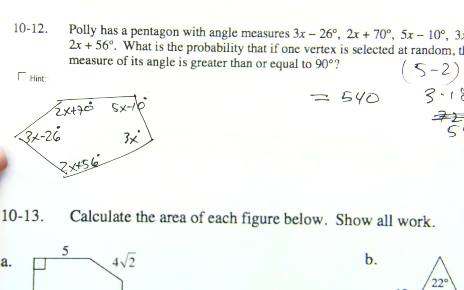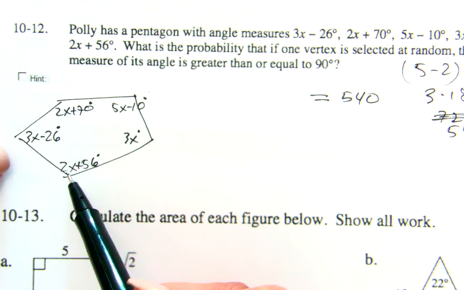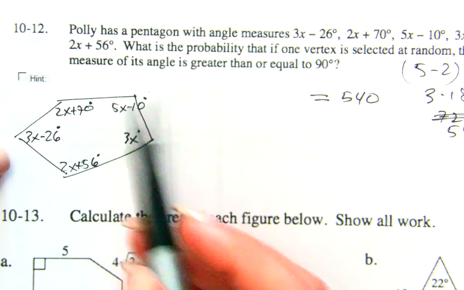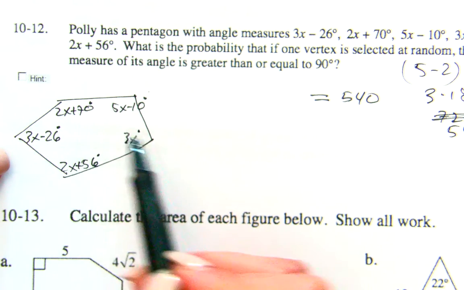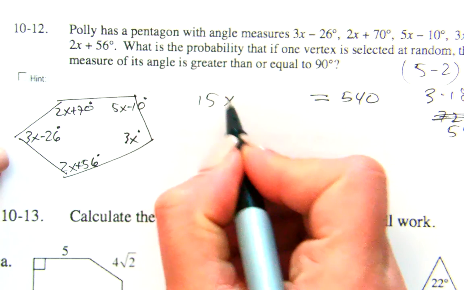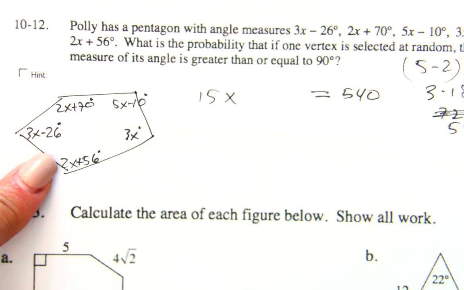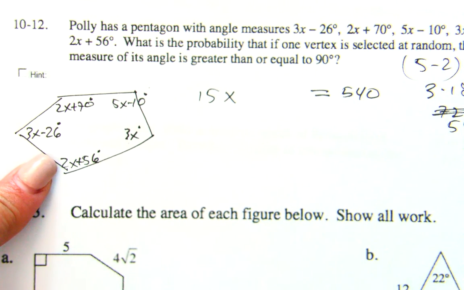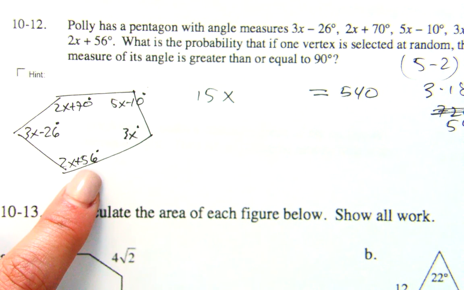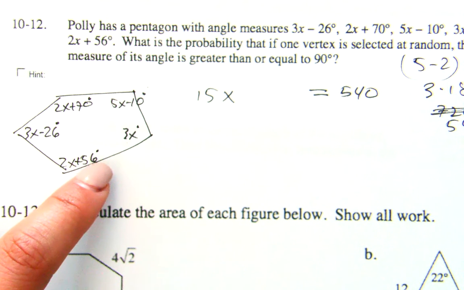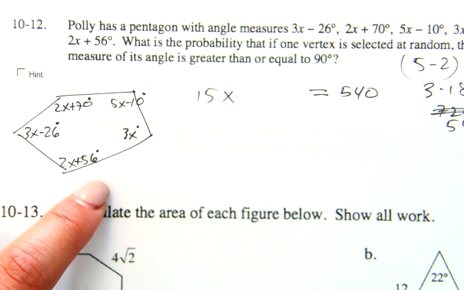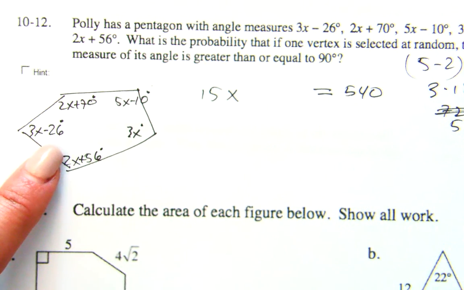So let's see, we have 2x plus 3x plus 2x plus 3x plus 5x. So 2 plus 2 is 4, 3 plus 3 is 6, so that's 10, and 5 is 15. So 15x. Oh, this is where it gets funky. Alright, so let's see, 70 plus 56 minus 10 minus 26 equals 90.